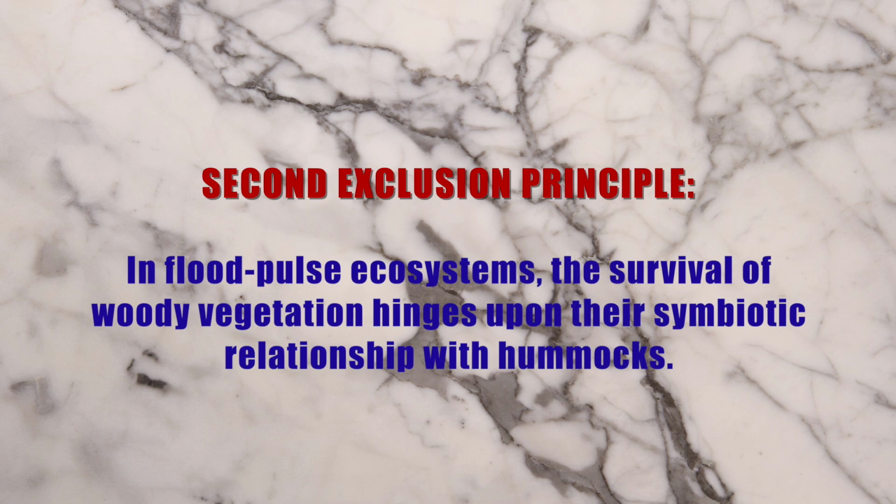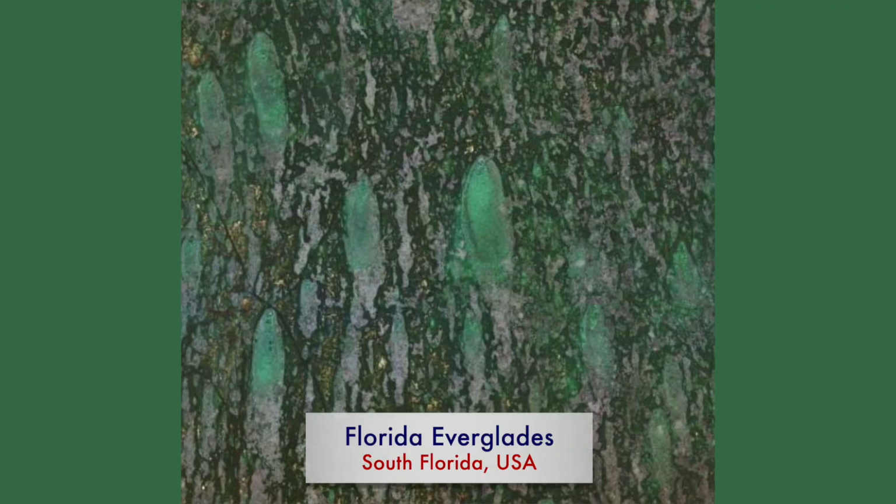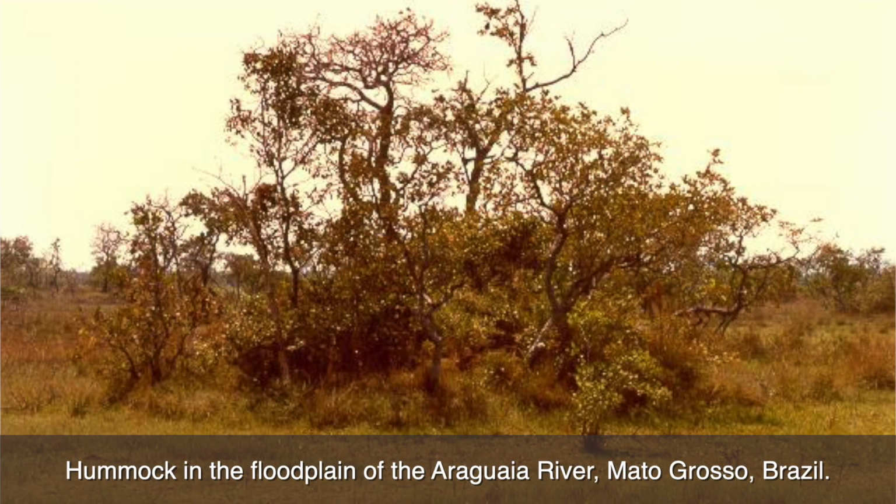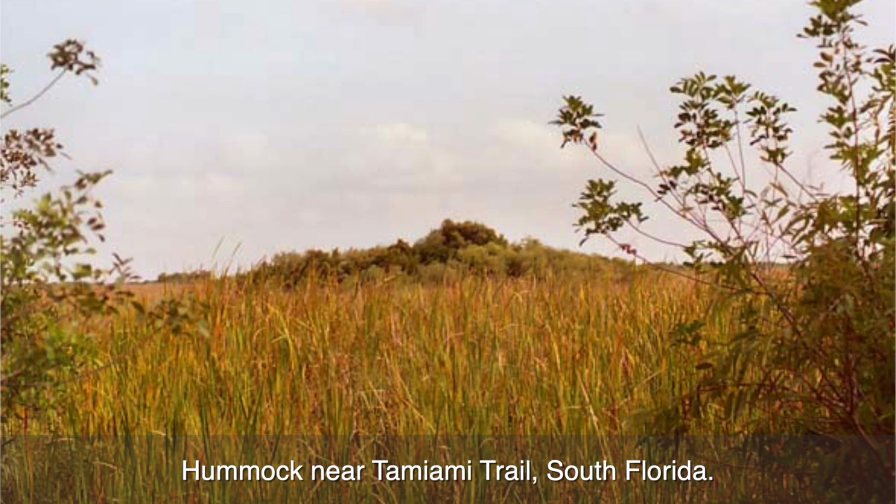A second exclusion principle, which does not involve human action or need, may be stated as follows. In flood pulse ecosystems, the survival of woody vegetation hinges upon their symbiotic relationship with hummocks. The application of this principle is embodied in the distinctive hummocks which exist in the Florida Everglades, the Pantanal of Mato Grosso, and the floodplain of the Araguaia River, to name a few. A hummock is an island of woody vegetation within the great expanse of seasonally flooded herbaceous plains.